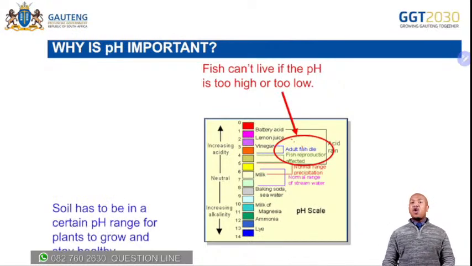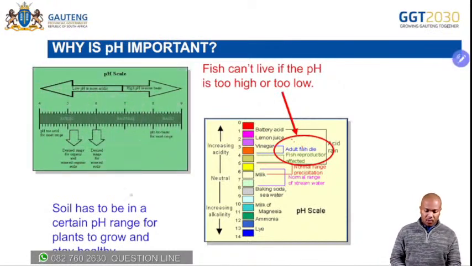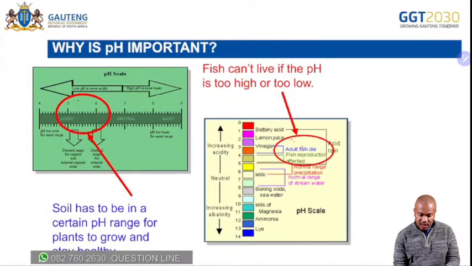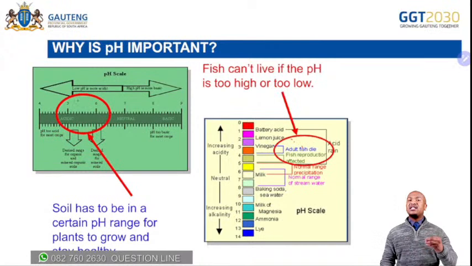Also, soil has to be in a certain pH range for plants to grow and stay healthy, right? That differs with the types of plants as well. There are plants that love acidity and there are plants that depend on alkalinity, right? So as you can see here, this is the range that is almost perfect for their acidity. It does not need to be too acidic or too basic.